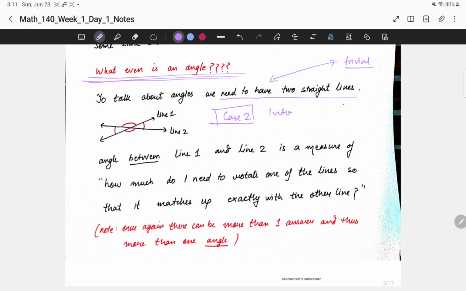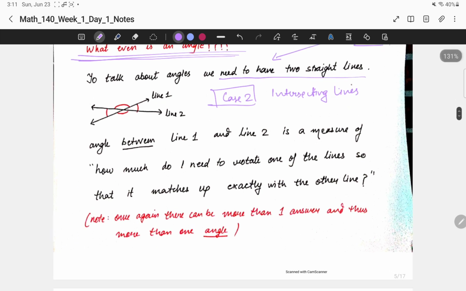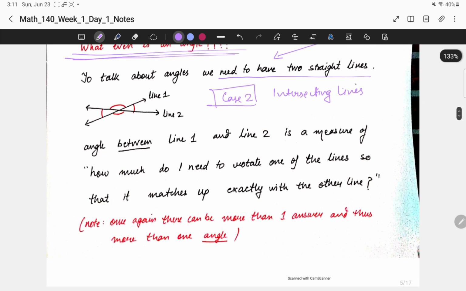When I do this, one way to establish a relationship between line 1 and line 2 is to measure how much I need to rotate one of these to make it the other. For example, in this case, if I have these 2 pencils here, one way to establish a relationship between them is to say that if I take this pencil and I turn it counterclockwise a certain distance, I'm going to get this other line.